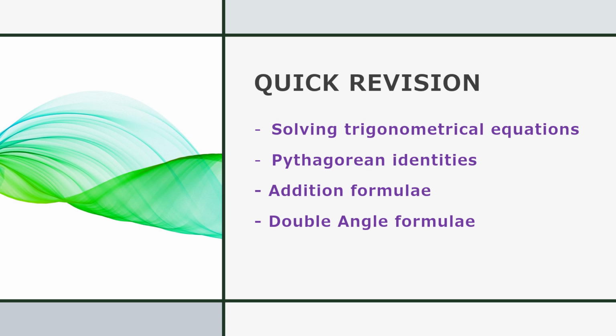Today we're going to do a quick revision on what we've learned so far. In the chapter of trigonometry, we have learned how to solve trigonometrical equations involving Pythagorean identities, the addition formulae, and the double angle formulae. So after this quick revision, we'll be going on to learn the R formula. Right, so let's look at what we have learned so far.